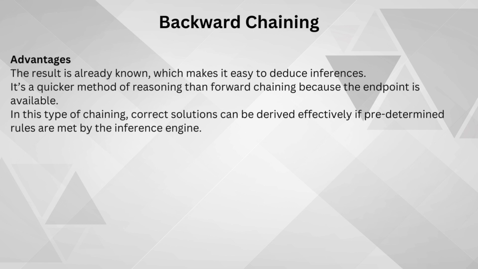So, backward chaining is like being a super fast puzzle solver. Why? Because you start with the solution, the end point, and then you figure out the steps that got you there. It is like solving a maze when you already know where the exit is. You can find your way out really quickly. In this type of chaining, correct solutions can be delivered effectively if predetermined rules are met by the inference engine.